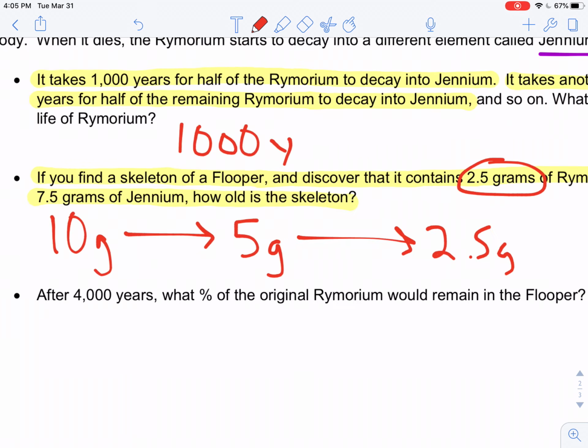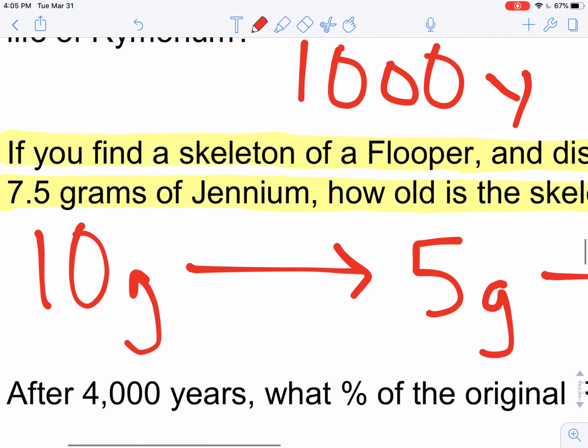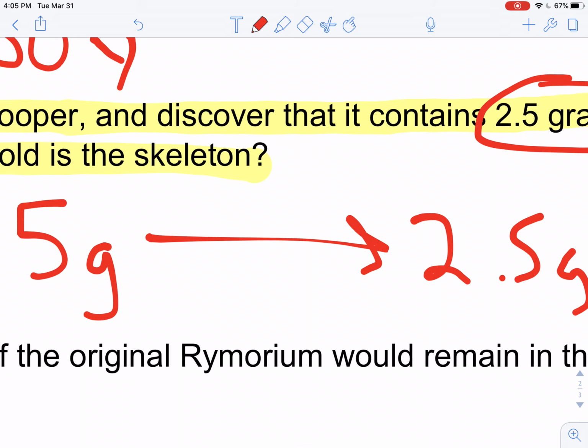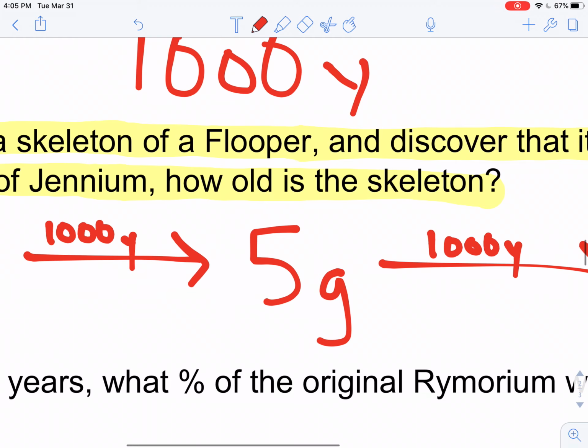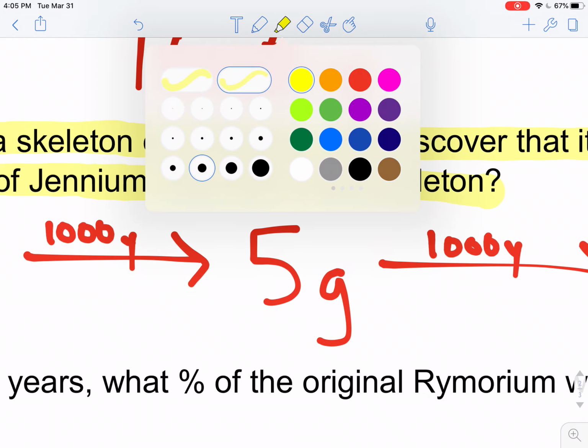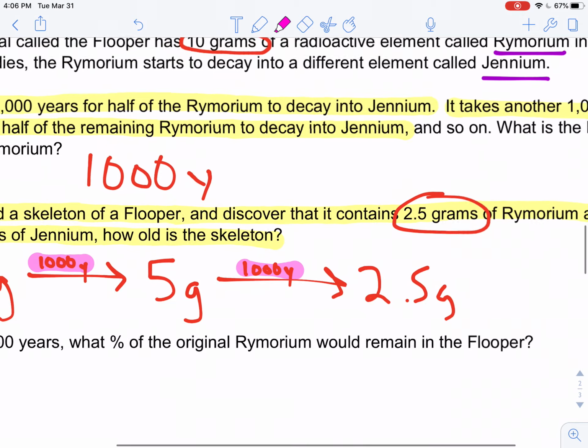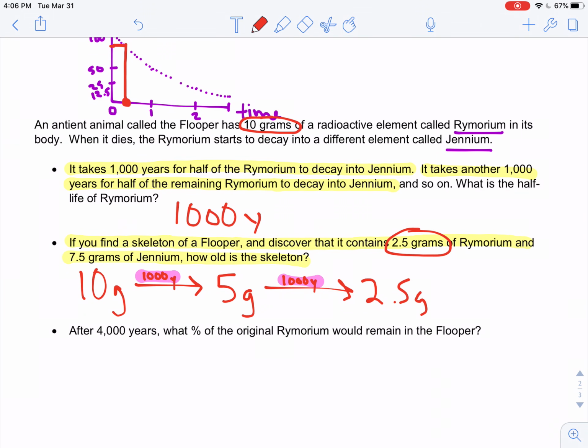So how much time has passed then? That first transition from 10 to 5, that was 1,000 years of time. The next transition from 5 to 2.5, that was another 1,000 years of time. Okay, so if I think about how I figure this out at the end, 1,000 years to go from 10 to 5, 1,000 years to go from 5 to 2.5, 1,000 plus 1,000, my answer is this skeleton is 2,000 years old. Okay, last question.